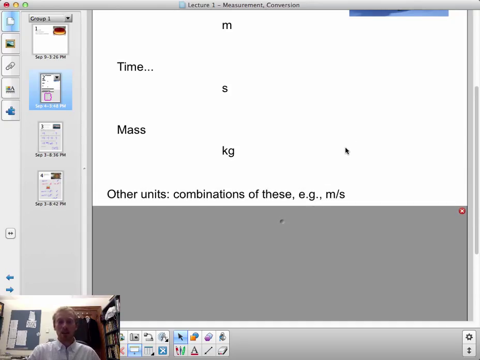Other units, like the unit of velocity, are combinations of meters, seconds, and kilograms. So velocity doesn't involve kilograms, it's just meters per second. We'll learn that acceleration has units of meters per second squared. We will even find that the units of force are relatable to these 3 base units.